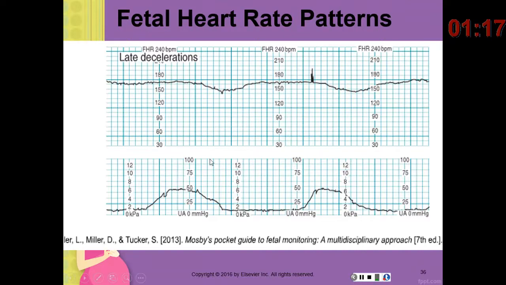Late decelerations then. Here's our contraction, right? Nice contraction. The heart rate doesn't start going down until after the peak of the contraction. Baby's heart rate hangs on really well until the contraction compromises that perfusion, and then the heart rate goes down. And the lowest part of the heart rate comes after the contraction is over with. Then it goes back up to baseline.